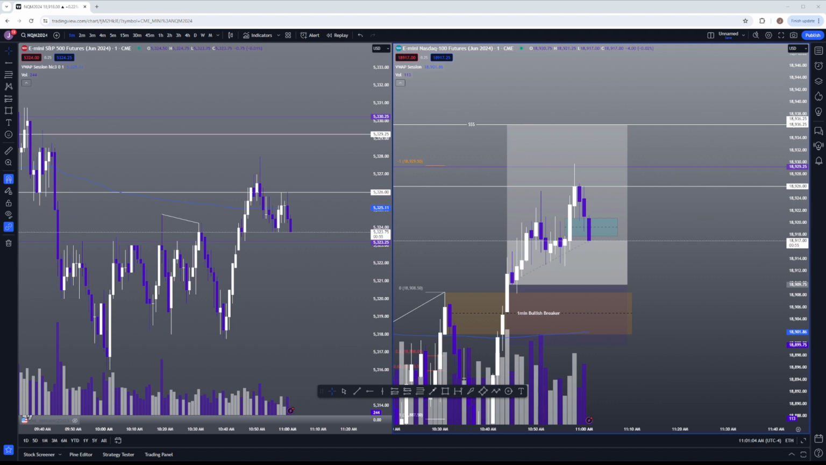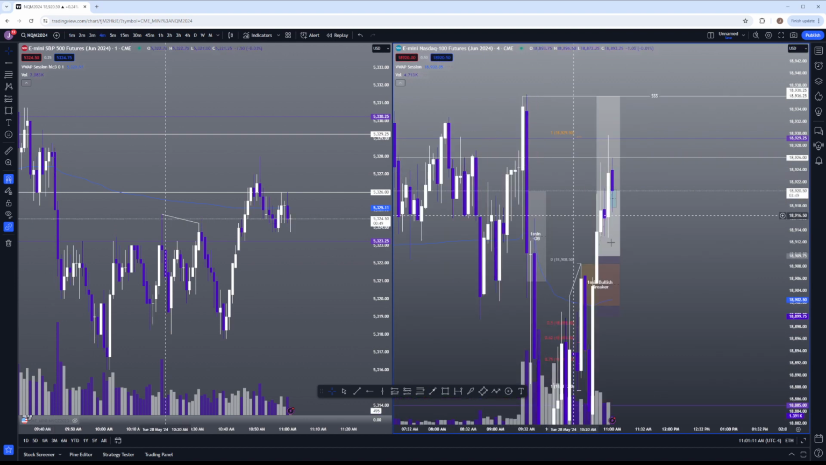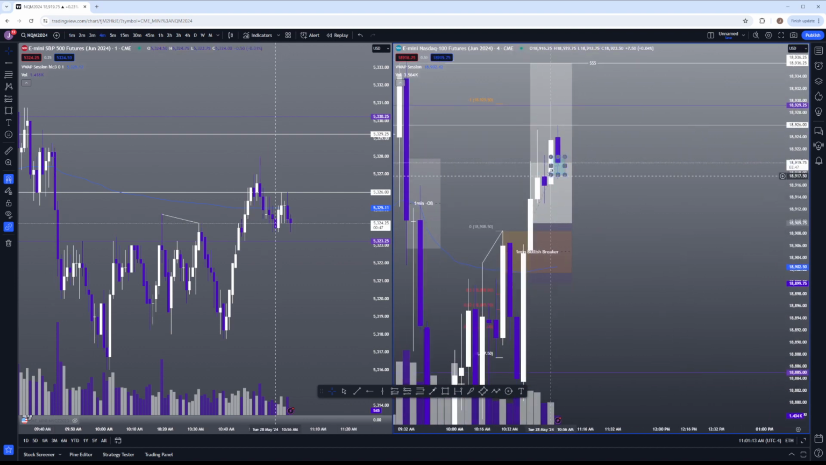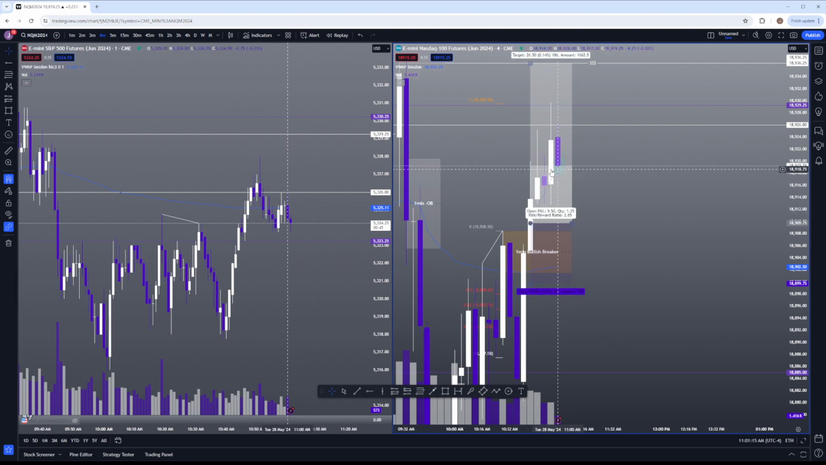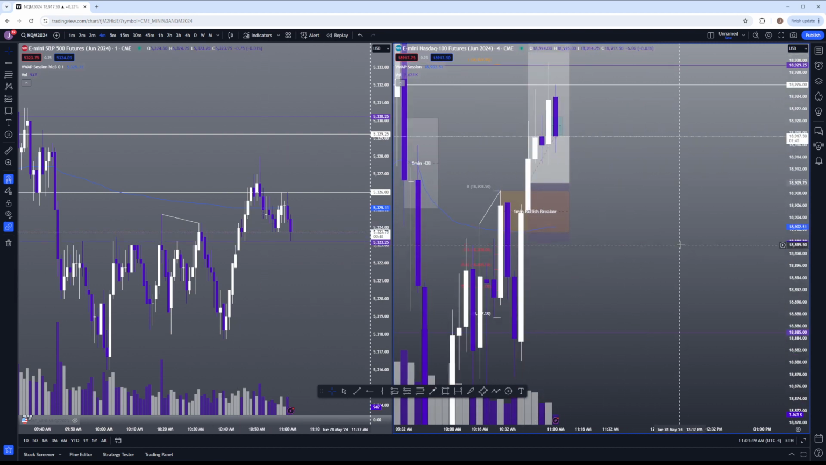Just hope we don't manipulate all the way back down and stop me out. If we do, I would still look for a re-entry back in that 5 minute. Look, we formed this 5 minute order block here. We displaced the order block. We need to see this act as support. And if we do come back down and stop me out, then I'm looking for a re-entry down here.